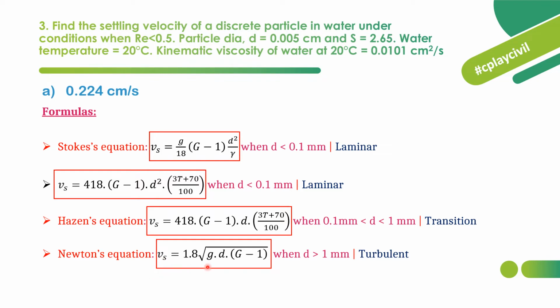Vs is equal to 1.8 root of g d into G minus 1, and this will be applicable to turbulent flow condition or when the particle size is greater than 1 mm. So we have seen the 4 important formulas regarding settling velocity. Now let's move on to the next question.